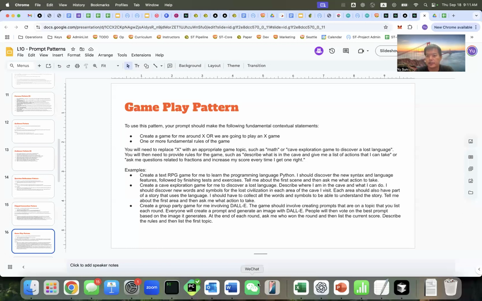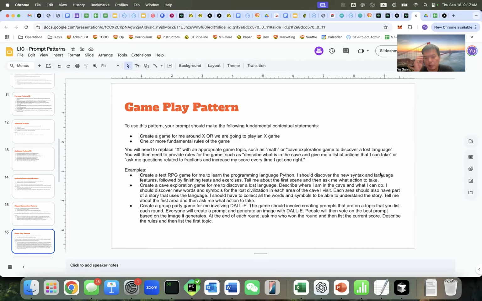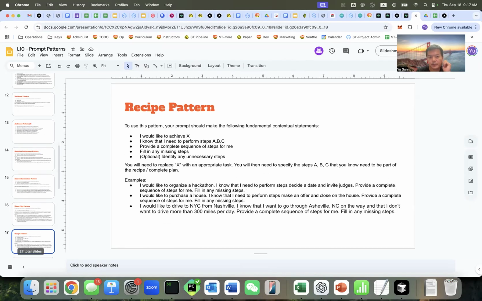All right, looks good. This one is pretty straightforward. As I mentioned, the most useful scenario is when you're learning something and you find it boring. I think this one will help you a lot. So keep that gameplay pattern in mind. Next one is the recipe pattern.